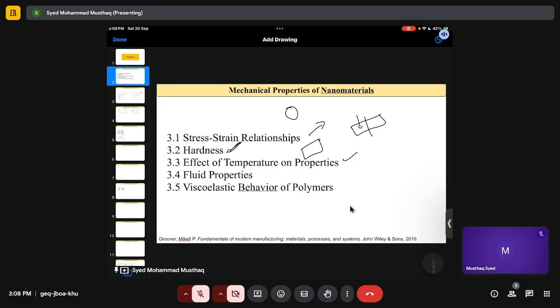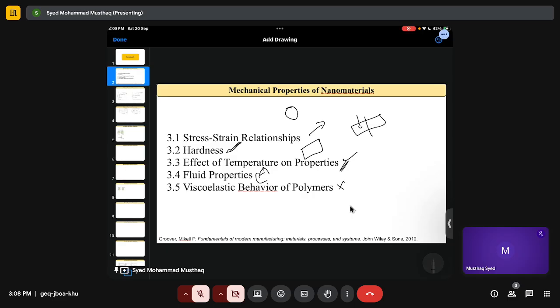So that is the effect of temperature. And the fluid properties, this is mostly related to the semi-fluids where the material starts to behave like a fluid, right? So yeah, and viscoelastic behavior formats. This is not needed for these mechanical properties, right? For nanomaterials. So we will just stop it here.